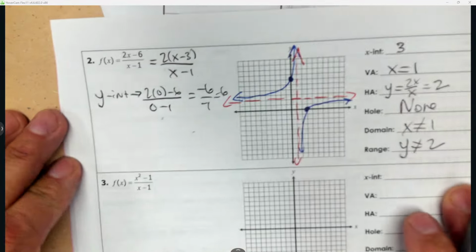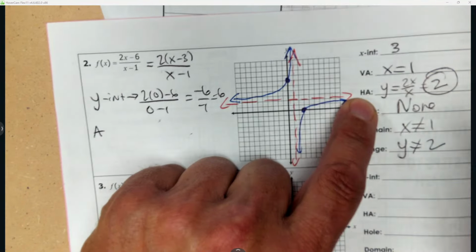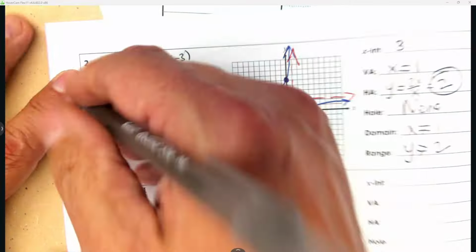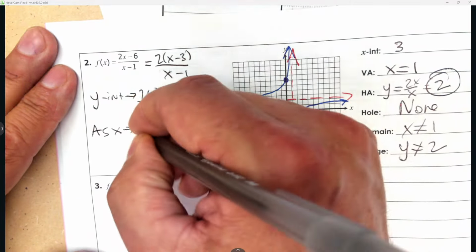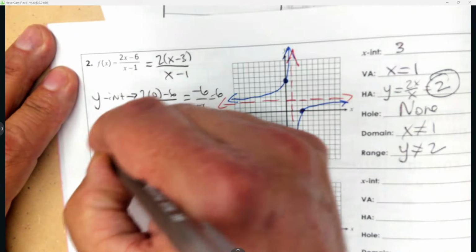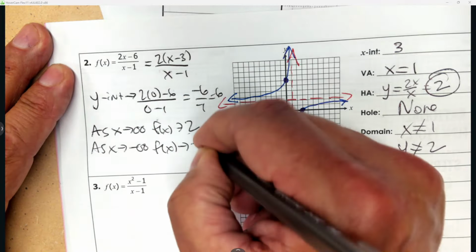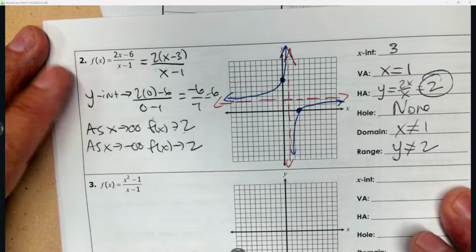The last thing I want to write down here is the end behavior. And the end behavior is the horizontal number. That's your k value, which is 2. So both ends are going there. So as x approaches infinity, f of x approaches 2. As x approaches negative infinity to the left, again the function approaches 2. I'm going to try one more.